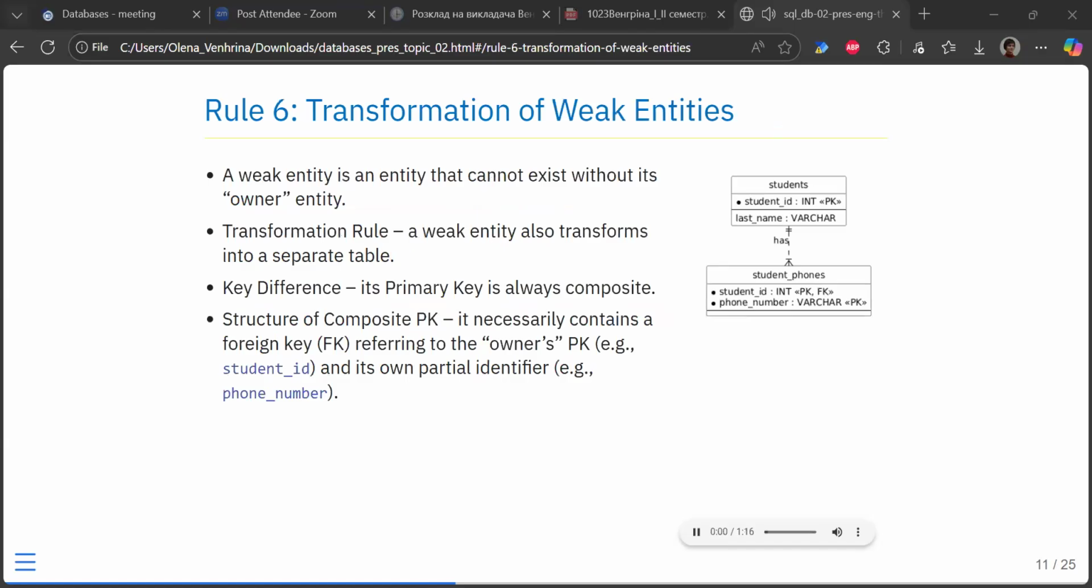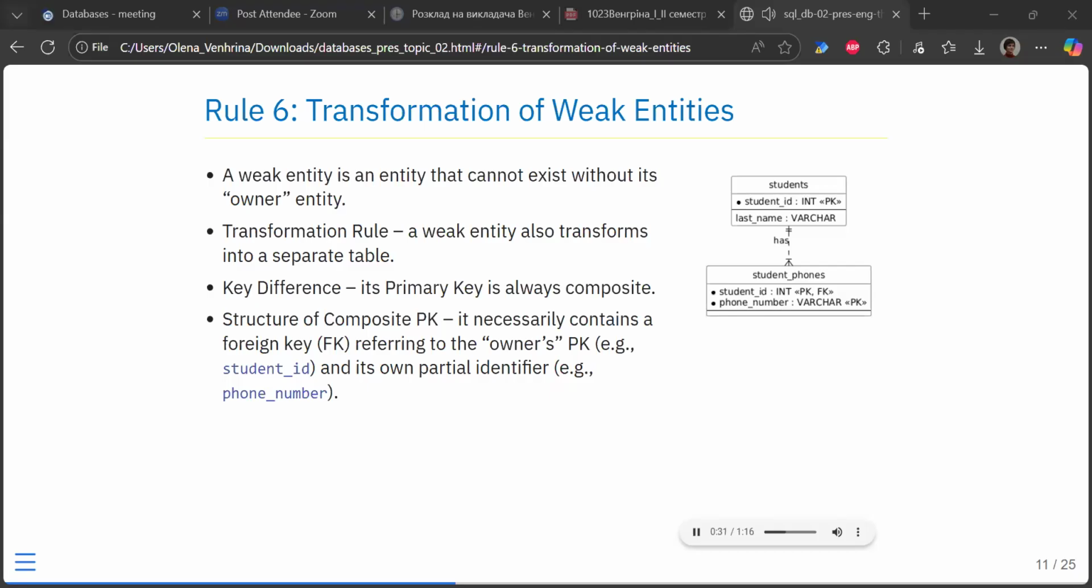And finally, the last sixth transformation rule, which concerns weak entities. Let's recall from the first lecture. A weak entity is an entity that ontologically, that is, by its very nature, cannot exist without its owner entity. A classic example is a student's phone number. By itself, a phone number makes no sense in the university database. It exists only as an attribute of a specific student. Although, since a student can have many phones, we move this into a separate entity.